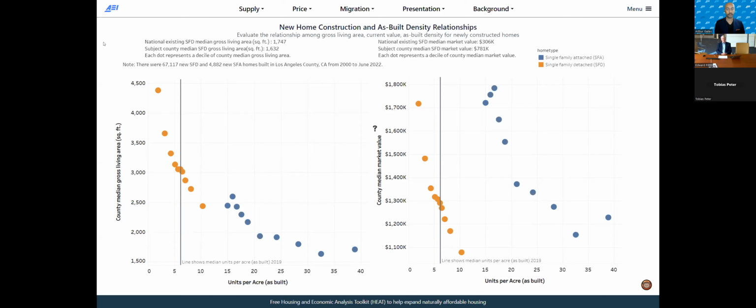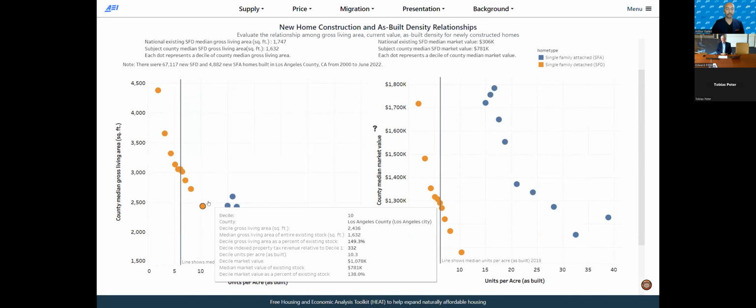Those 500 counties are in 200 metros. We found a very strong relationship. As you see here, this is not abnormal. This is a relatively normal relationship that we see. As you can see on the left panel and the right panel on the gold dots, as as-built density increases, the GLA declines sequentially.